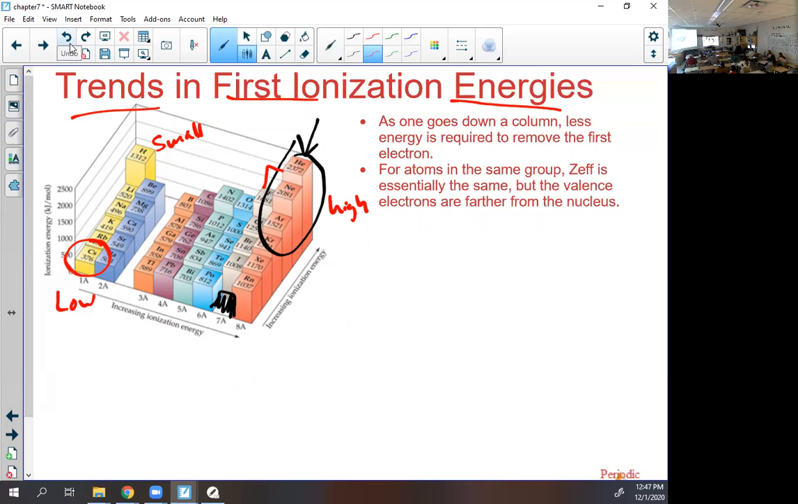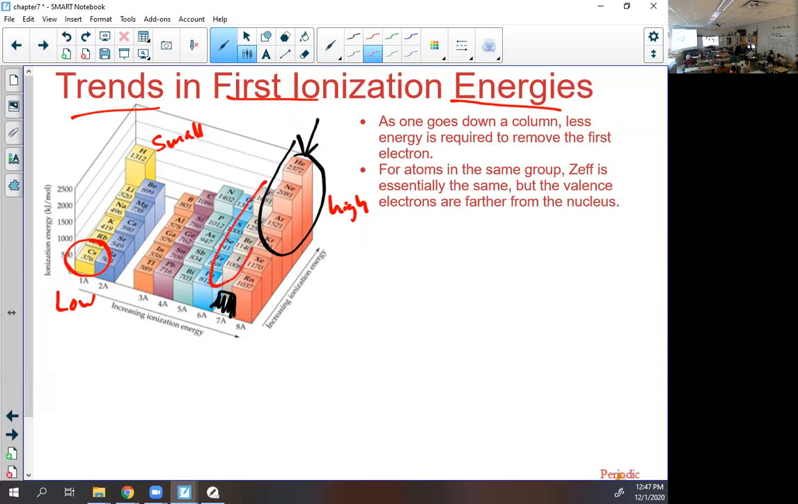Okay, so we've seen something already in this chapter that follows this same pattern. What does this trend mirror? Okay, it's the inverse of size. It's directly related to something else though: Zeff. Make sure you understand both. If you have a high Zeff, then you're going to have a high ionization energy.